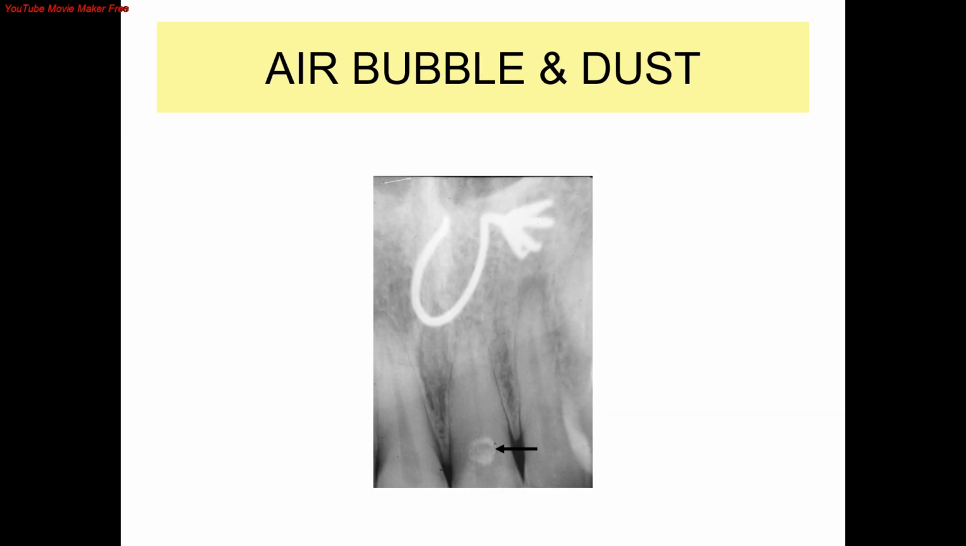Sometimes a slightly opaque rounded shadow is seen, as marked by the black arrow. This is due to an air bubble on the surface of the film. When you dip the film in developer, this air bubble doesn't allow developer to come in contact with the film, and later this undeveloped portion under the air bubble comes in contact with fixer and gives a light shadow, which sometimes is mistaken for a pulp stone or enamel pearl.